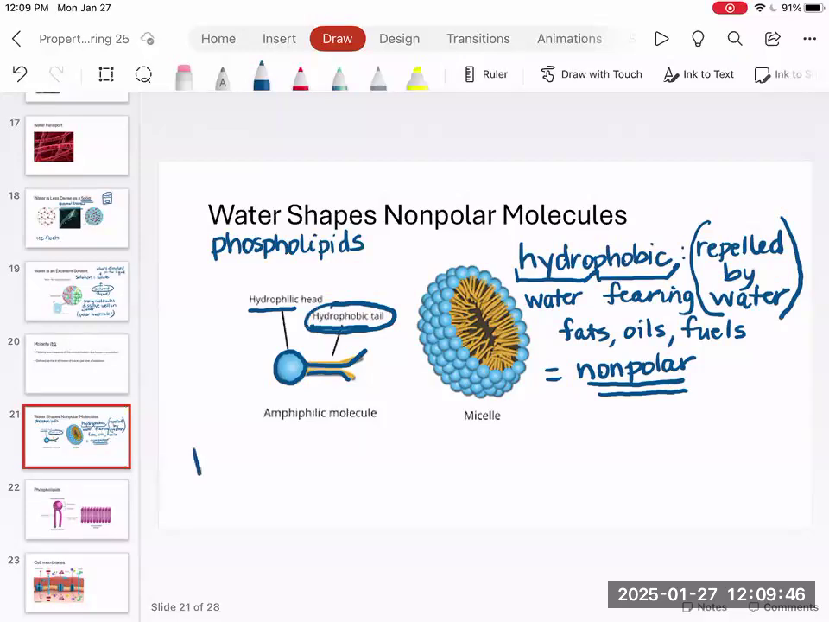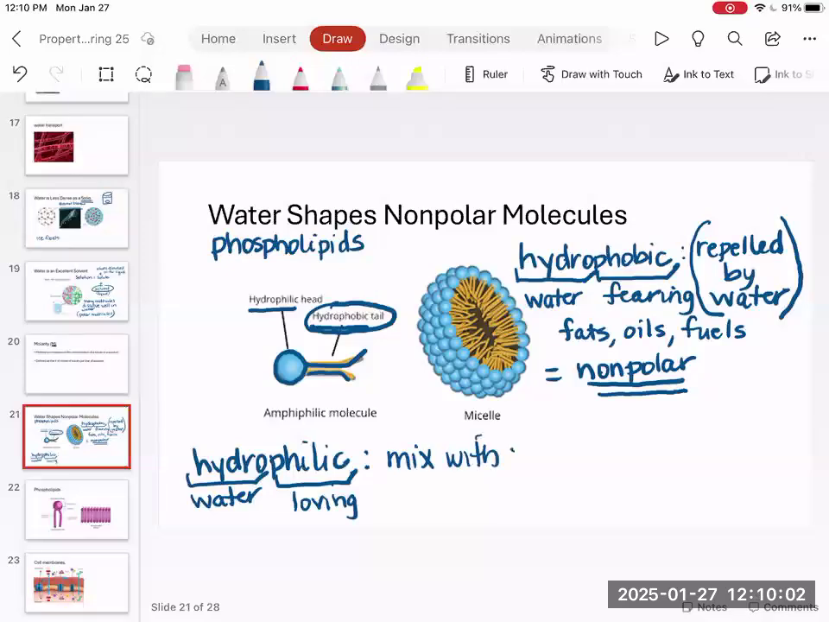Okay, hydrophilic, on the other hand: philos means love. So these are water loving. In fact, they can mix with water, and they're what we call polar molecules. So polar and hydrophilic are synonymous. Hydrophobic and nonpolar are synonymous. Those are really saying the same thing, so those terms are used interchangeably.